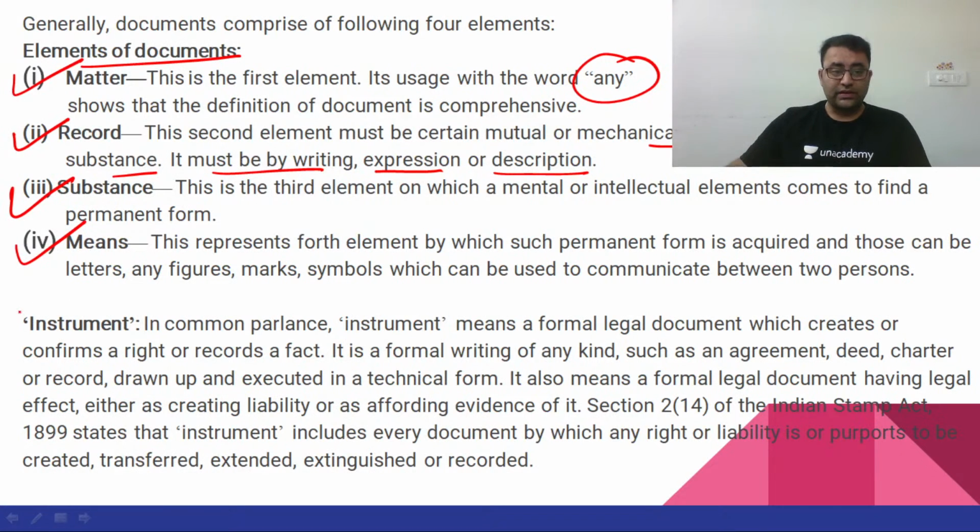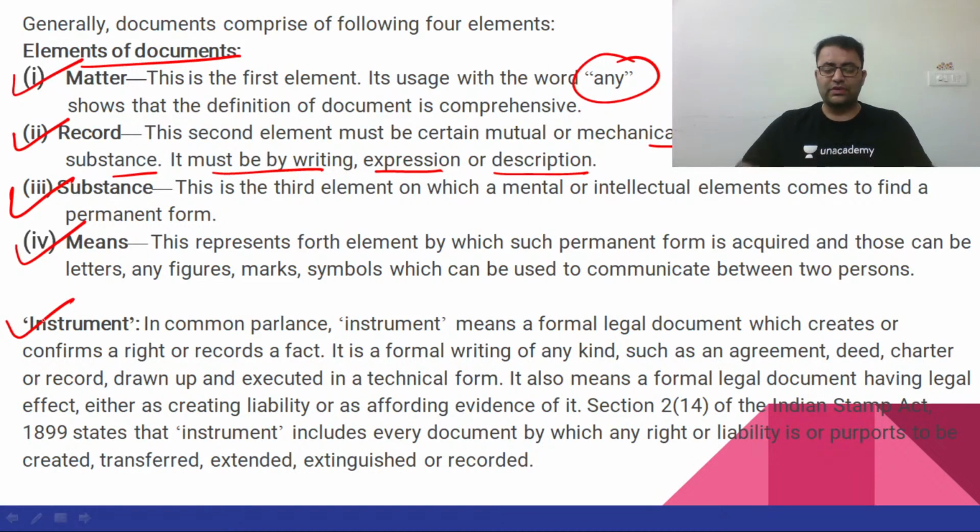Then let's look at what is an instrument. In common parlance, instrument means a formal legal document which creates or confirms a right or records a fact. It is a formal writing of any kind, such as an agreement, deed, charter, or record drawn up and executed in a technical form. It also means a formal legal document having legal effect, either as creating liability or as affording evidence of it. So Section 2(14) of the Indian Stamp Act 1899 states that an instrument includes every document by which any right or liability is or purports to be created, transferred, extended, or extinguished.